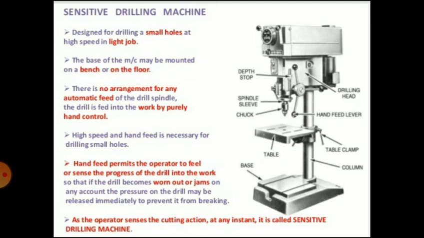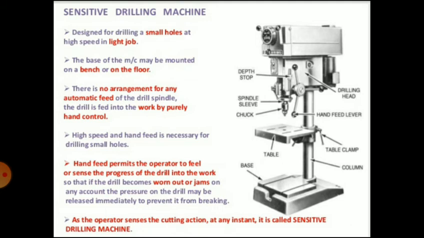There is no arrangement for any automatic feed of the spindle. The drill is purely fed into the work by hand control. By operating the hand feed lever, which you can see in the diagram, you can move the spindle in a downward direction. So it is hand control. As the operator senses the cutting action at any instant, it is called a sensitive drilling machine.